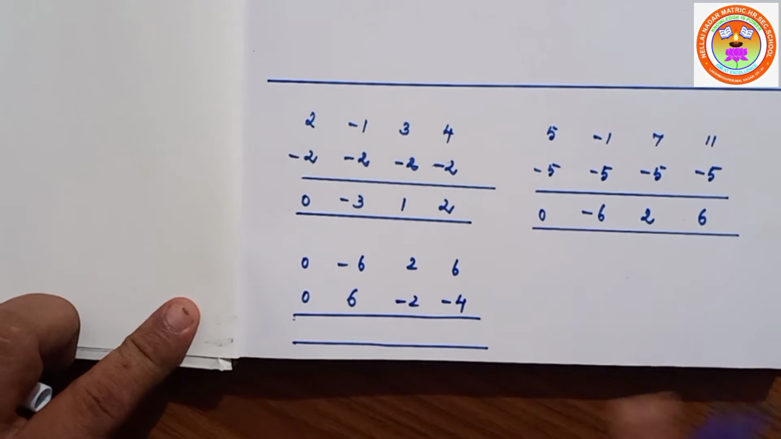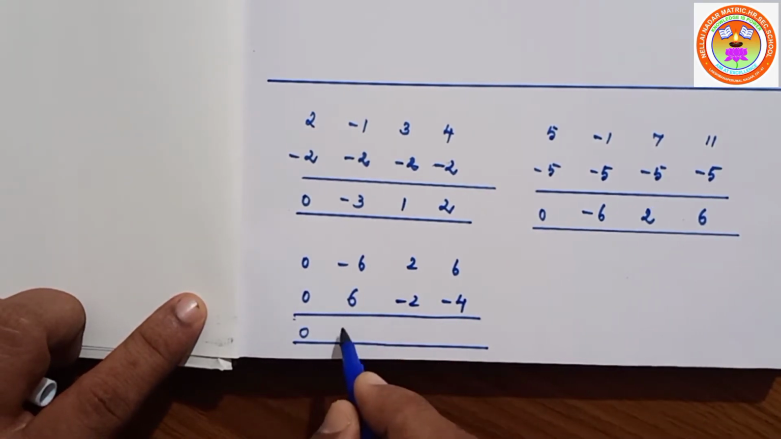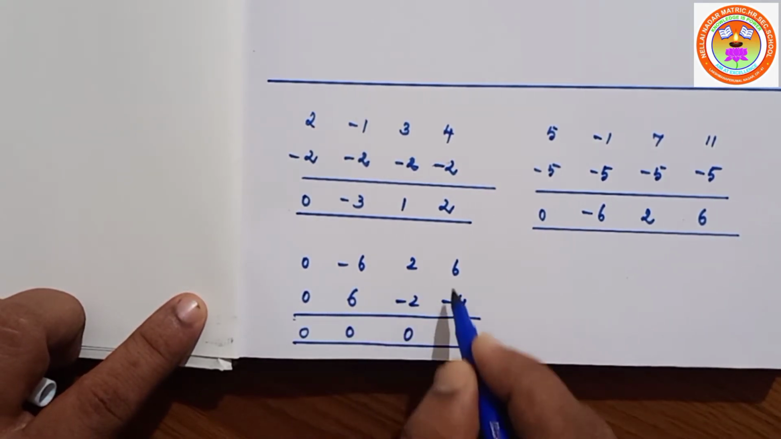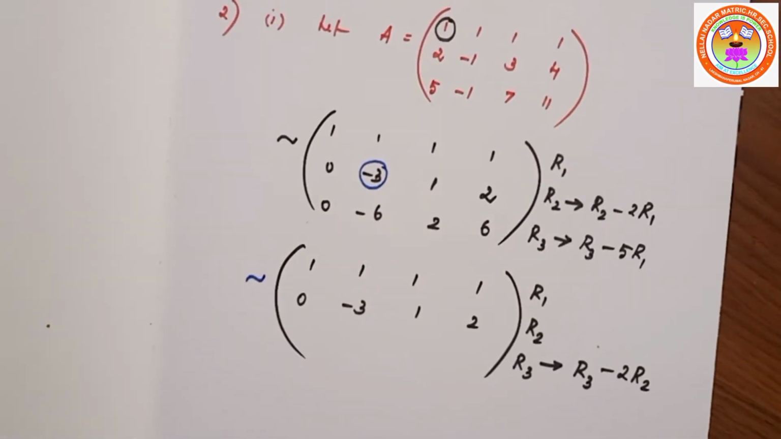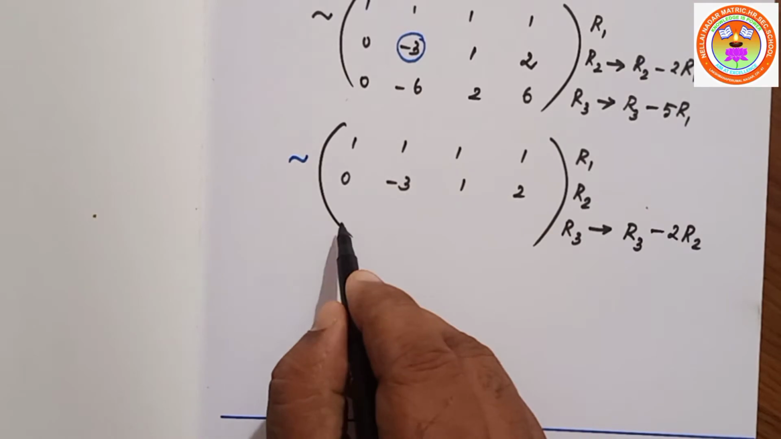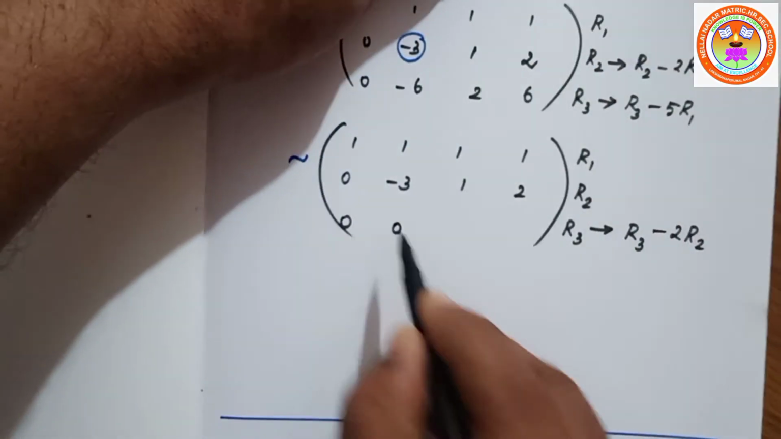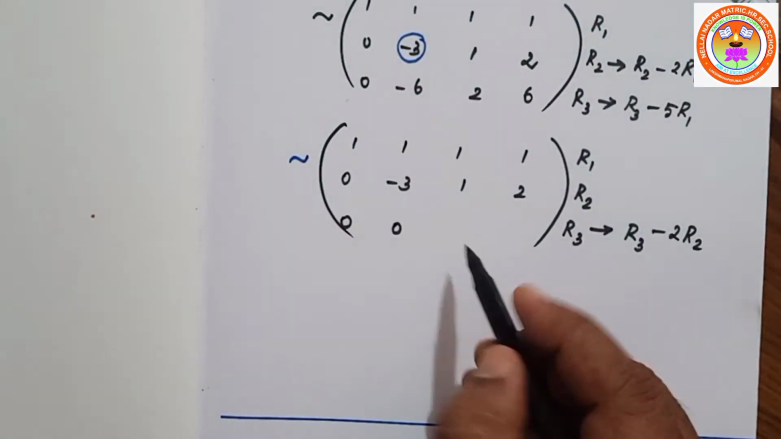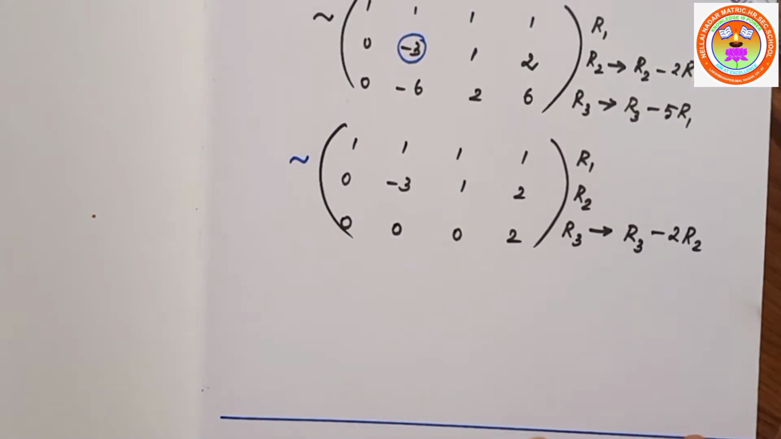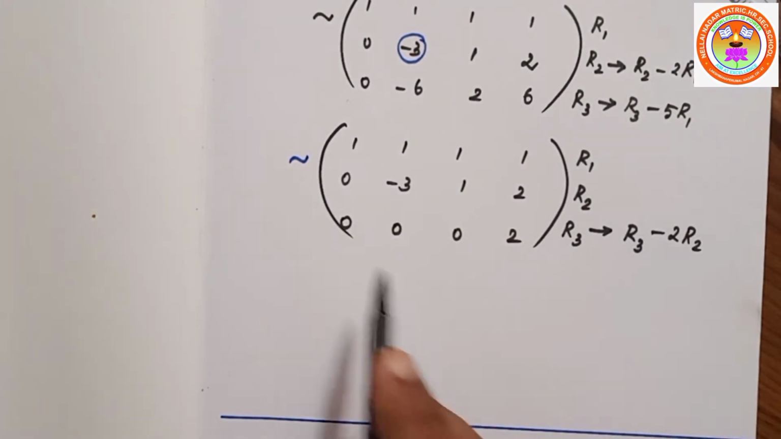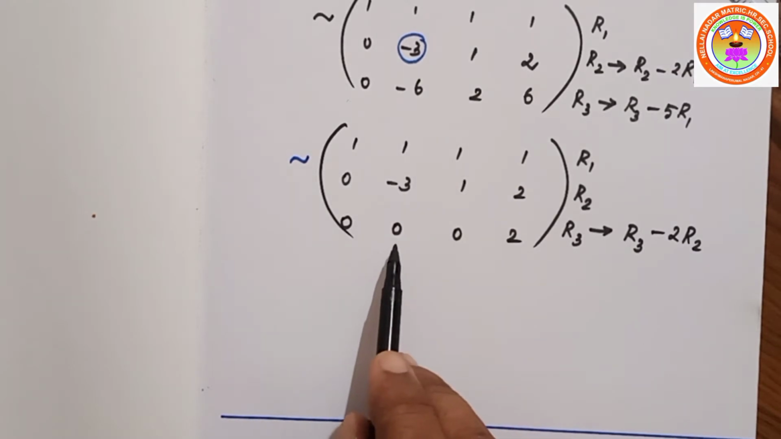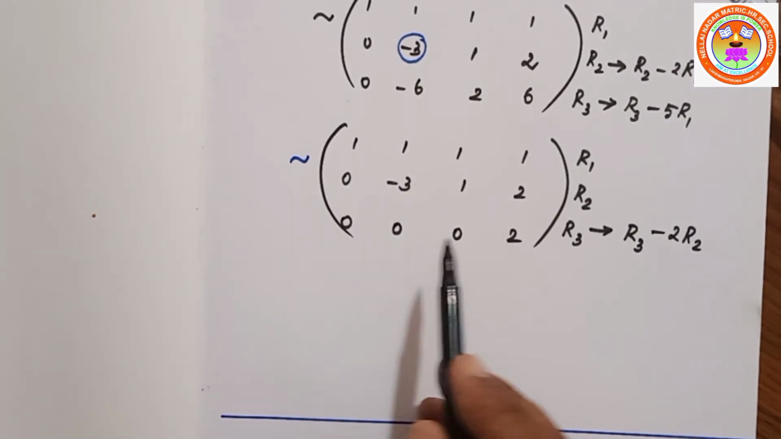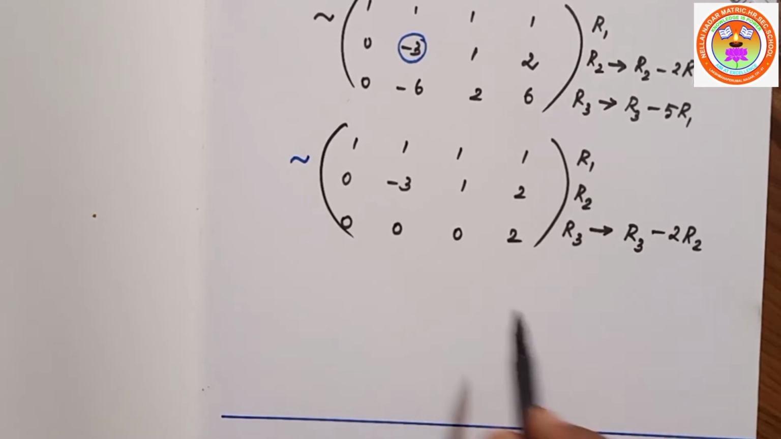Now 0 plus 0, 0, minus 6 plus 6, 0, 2 minus 2, 0, 6 minus 4, that is equal to 2. 0 0 0 2, right over here. Now here the first non-zero element in the second row, below which we have made that element 0. This is called the echelon form.